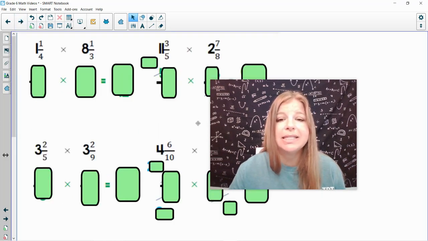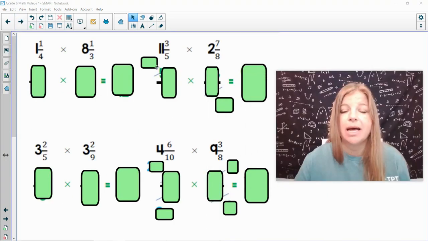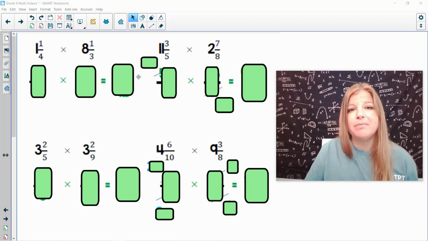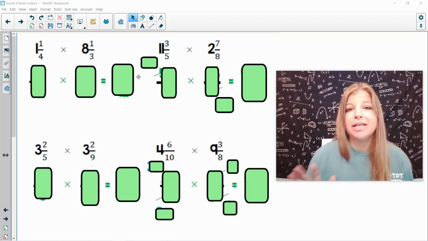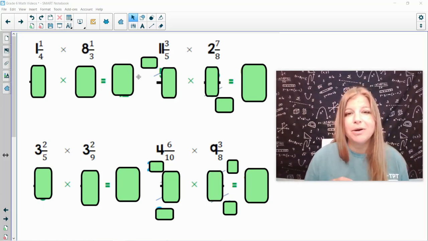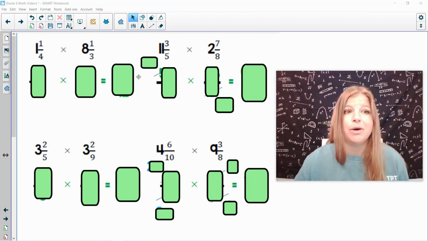So for these last sets of problems, I'm going to go through these top 4, and then you're going to try the bottom 4 on your own. Again, I strongly encourage you to try the bottom set on your own to make sure that you can go through everything. All right, so 1 and 1/4.